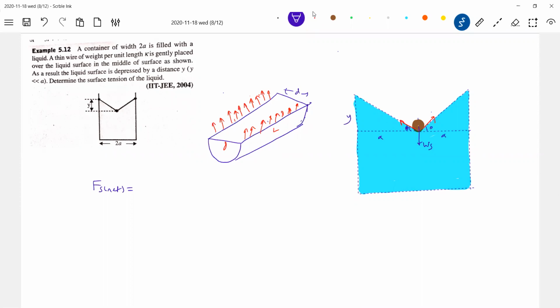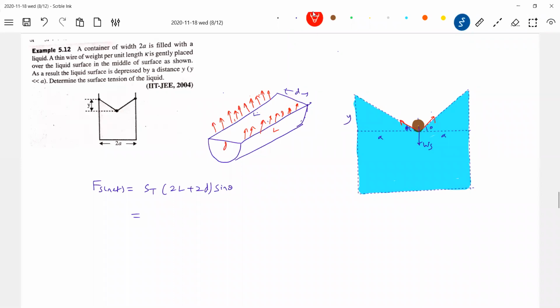Now, what is the force due to surface tension? Surface tension into, shall we write, 2L plus 2D sine theta. Any objections? Why 2L? Because here I'm showing only half part of the wire, half of the cylinder. I just cut it to show the forces here. Here this will be L and L. Why 2D?